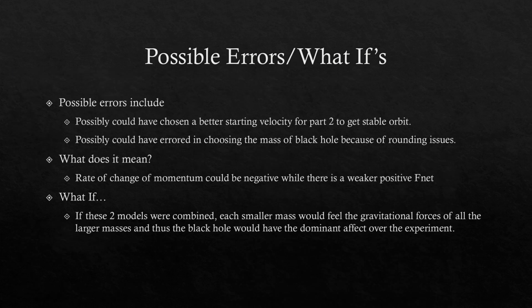Possible errors and what ifs. Possibly could have chosen a better starting velocity for part 2 to get a more stable orbit, and I possibly could have erred in choosing the mass of the black hole because of rounding issues.